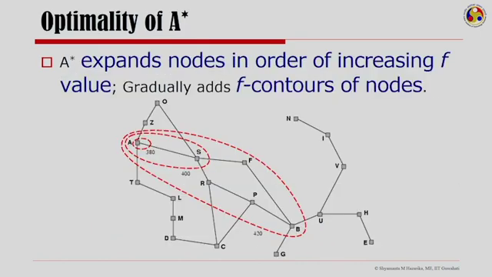A star expands nodes in order of increasing f value. And what really happens is that it gradually adds the f contours one after another into its search space. As it gradually encounters f contours of nodes, it goes towards more promising nodes.